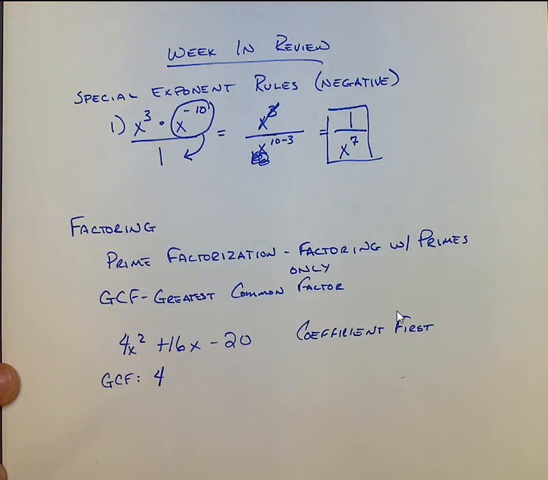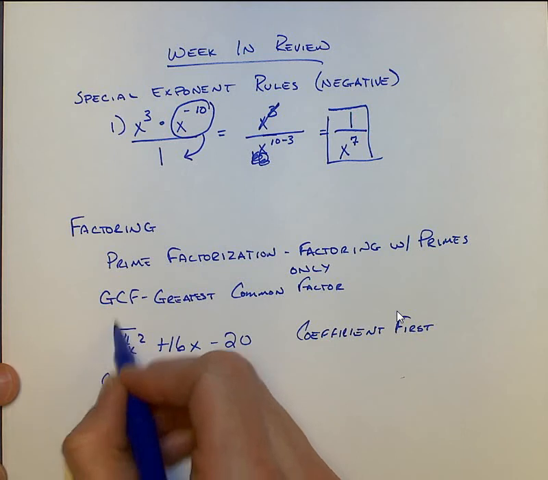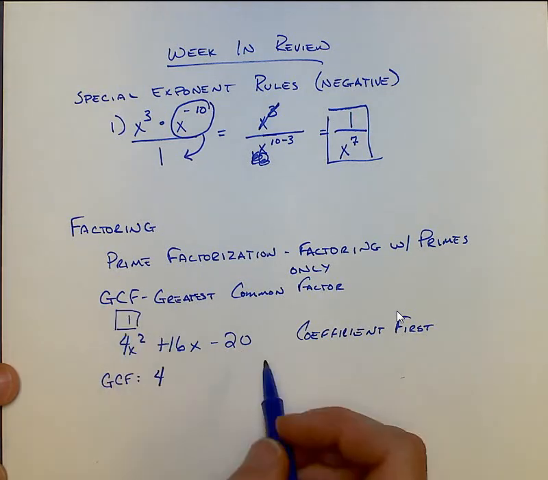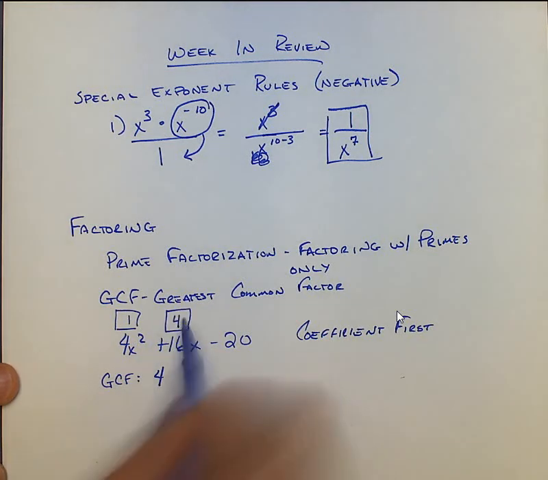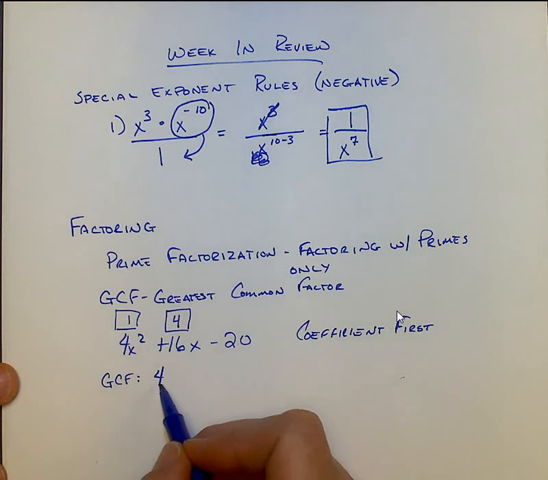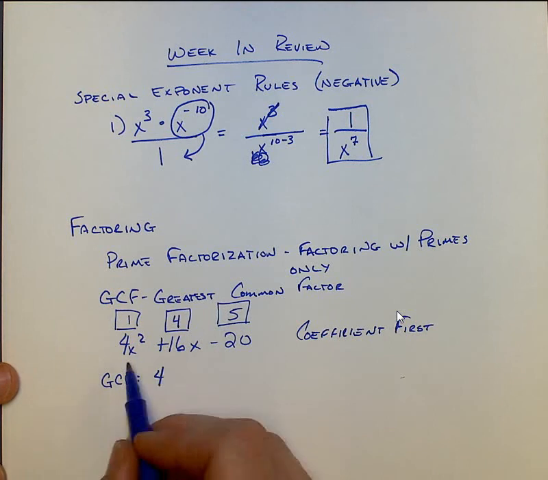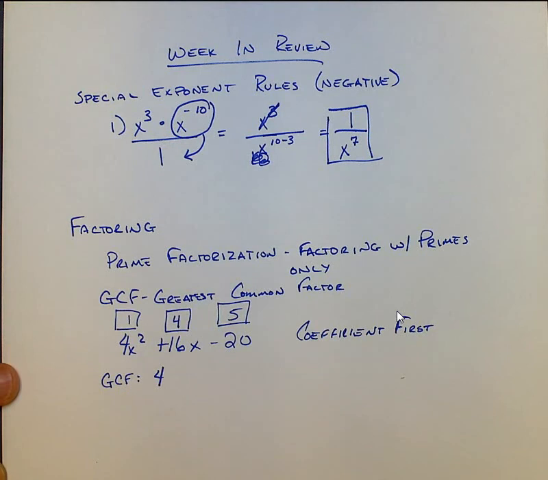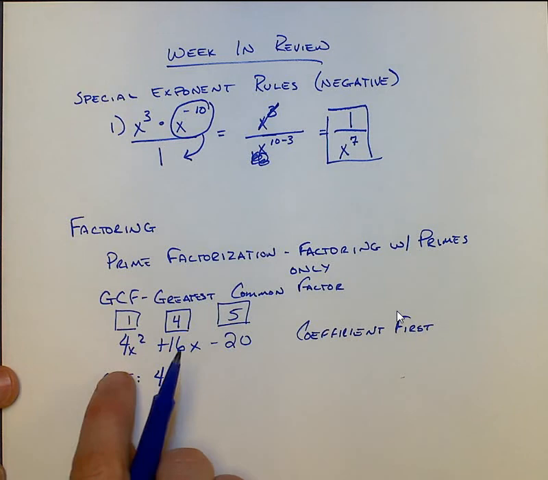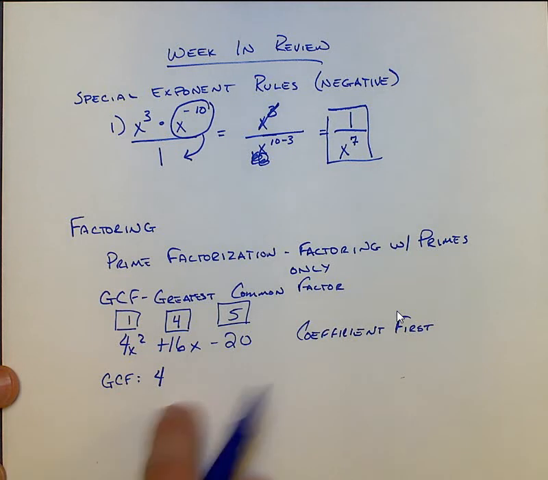When I pulled 4 from 4, I was left with 1, so I put that up above. When I pulled 4 from 16 by dividing, I'm left with 4. And when I pulled 4 from 20, I'm left with 5. Now I need to look to see if I have a variable with each one of my terms in my polynomial. Since I do not have a common variable in all of my terms, I would just leave it as my GCF of 4.